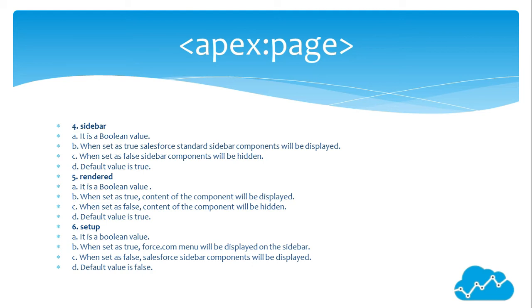Rendered. It is a boolean value. When set as true, content of the component will be displayed. When set as false, content of the component will be hidden. Default value is true.